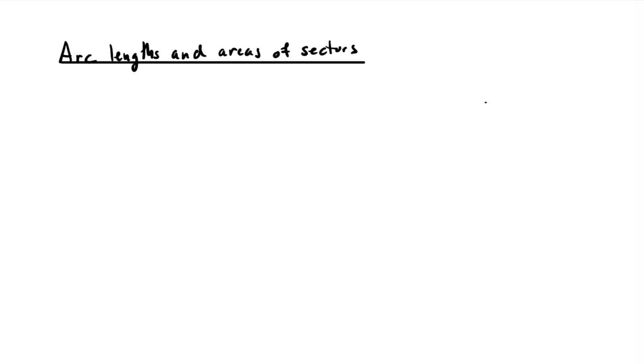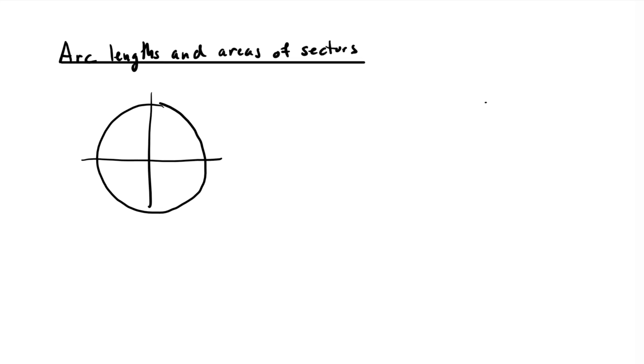The last little topic of this section is about arc lengths and areas of sectors. And what do we mean by this? So suppose I have a circle, and I've got some angle here, theta, and it's a circle with radius r. I would like to know the measure of this arc length. So the arc that's subtended by the angle.